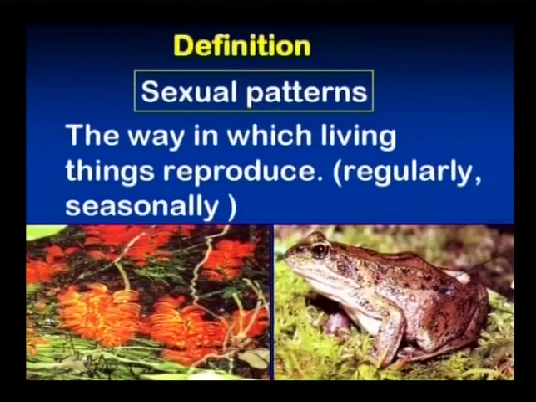Now sexual patterns is the way in which living things reproduce. Now all living things don't have the same pattern of reproduction. They have different types of patterns. And we call this type of reproduction regular or seasonal. Okay, seasons. There are seasons like this mango. This mango has a season to reproduce, and that is the sexual pattern of this mango and other plants and animals too as well.